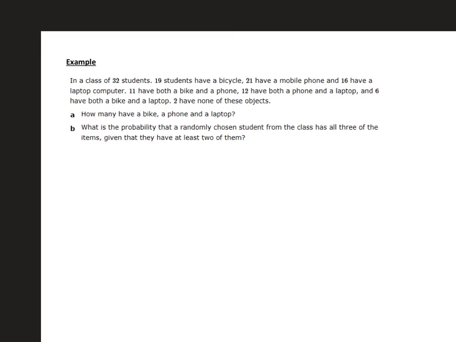Okay, another example. In a class of 32 students, 19 have a bicycle, 21 have a mobile phone, and 16 have a laptop computer. 11 have both a bike and a phone, 12 have both a phone and a laptop, and 6 have both a bike and a laptop, and 2 have none of these objects. So straight away, let's draw a Venn diagram.